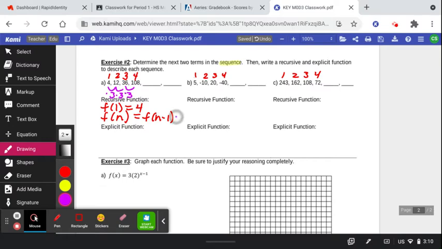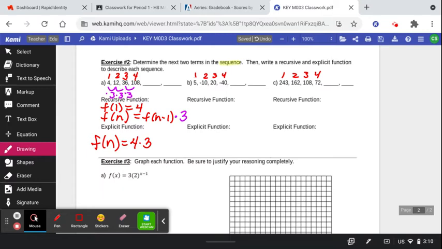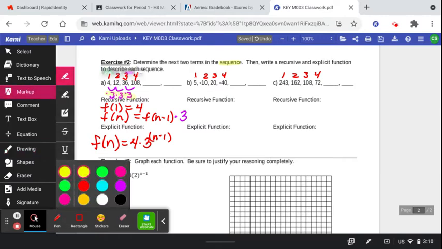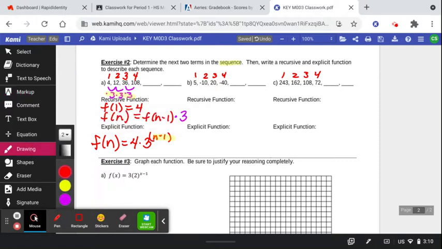So my recursive is going to also include that times 3. That times 3 can go in front or at the back. Next, for the explicit, how do we show that repeated multiplication? We're going to say this function begins at 4, and it's multiplying by 3 every time, to the power of little n minus 1. Why do we use an exponent in this explicit? Because to show repeated multiplication, we need an exponent of n minus 1 times. Okay, so there's my recursive and my explicit.